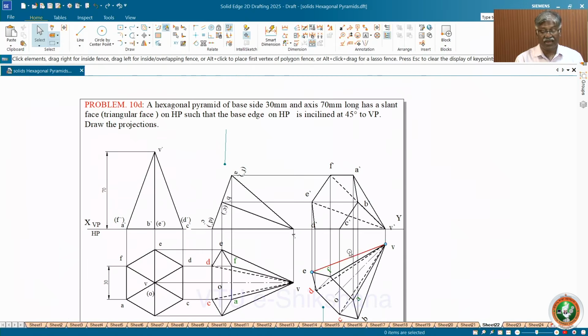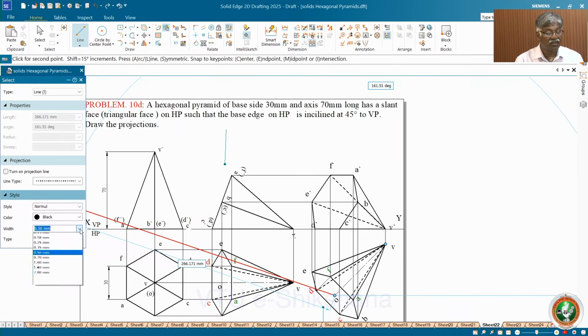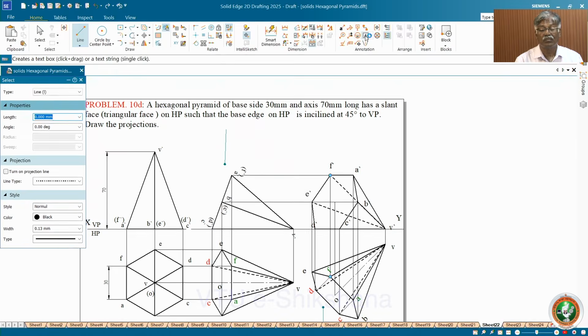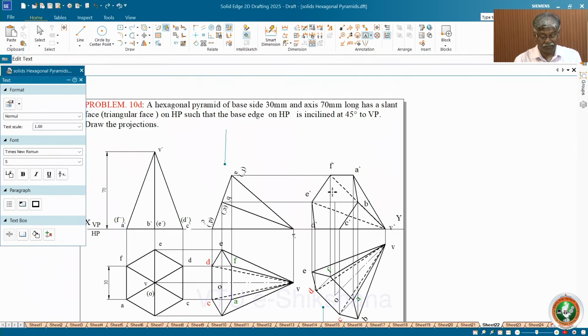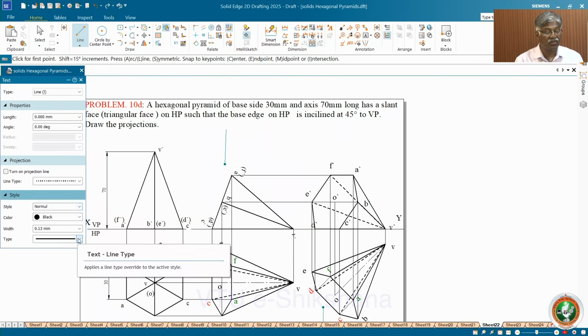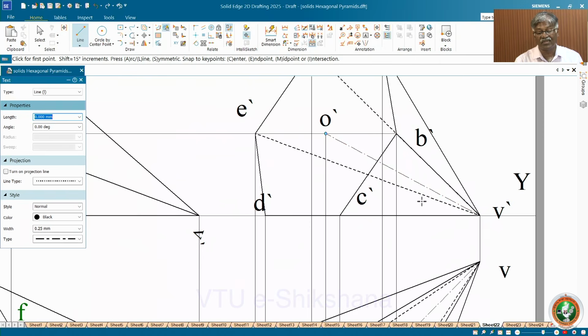Then finally the axis, a thin line. You select for projection, and this is on the BC line, then say O, O dash. Join O dash with V dash. That gives you the axis reference, that is the third line in the row in this case. Yes, 0.25 or 35. From this point you draw this. Yes. See, this is how the axis reference is drawn.